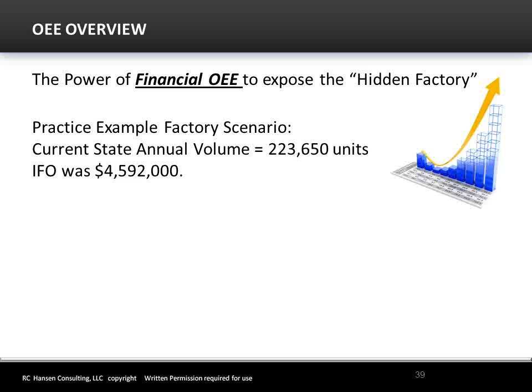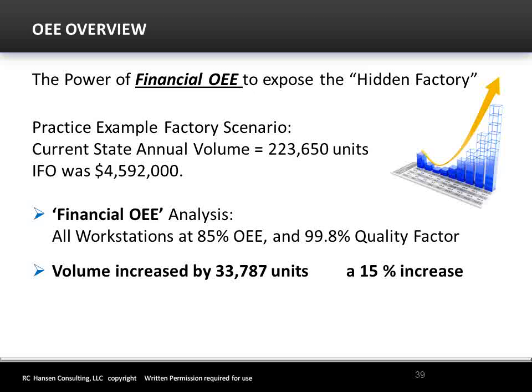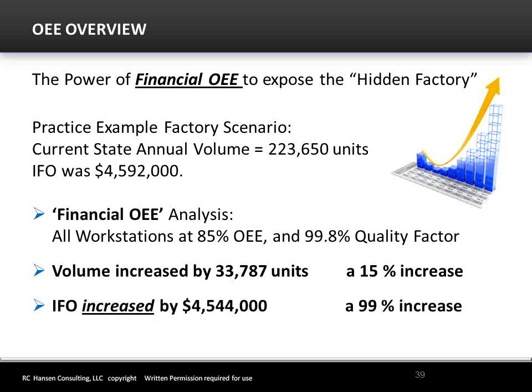The financial OEE what-if analysis for world class assumed all workstations had an OEE of 85% and a quality factor of 99.8%. Our financial OEE analysis investigated the flowline workstation throughput and calculated the volume increased by 33,787 units. That would be a 15% increase in throughput. However, the impact on income from operation or profits would be an additional $4,544,000 in profits, and that's a 99% increase to corporate contribution.